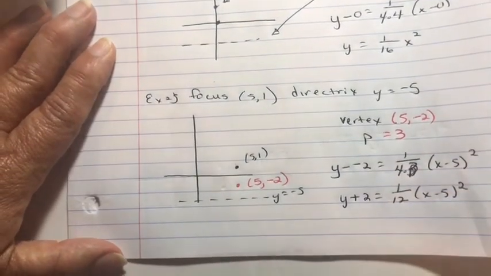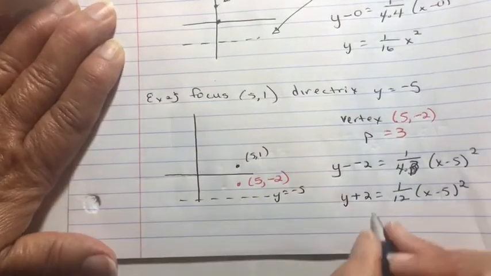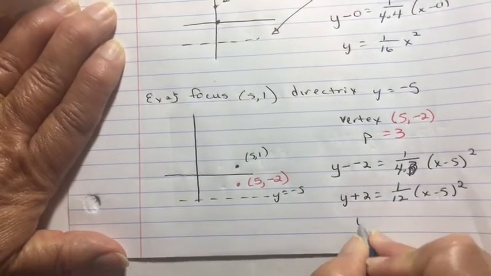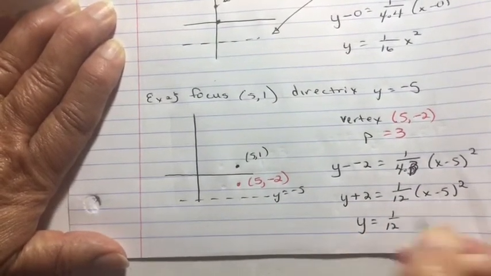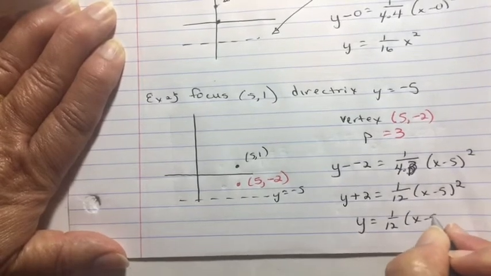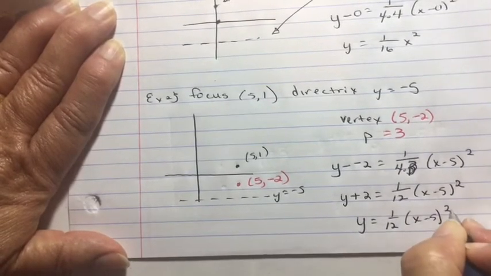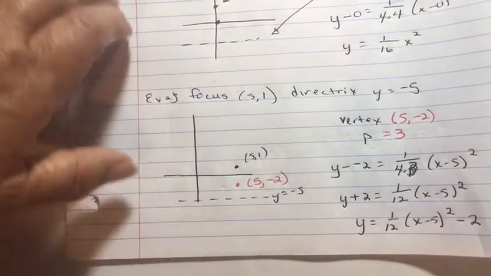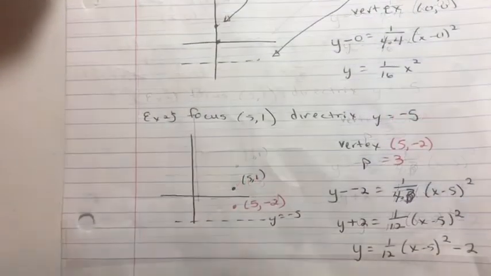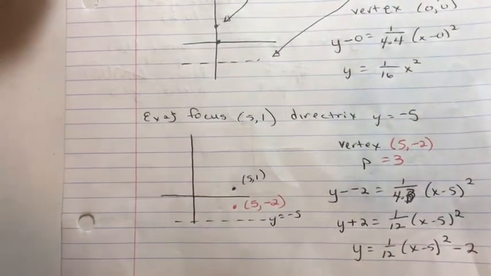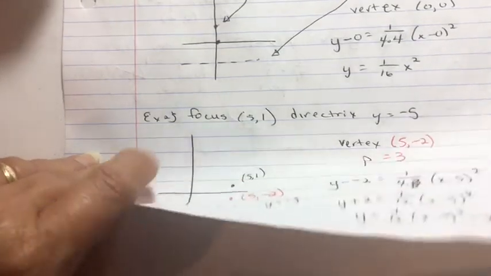The only other thing we would need to do is we should have the y isolated, so let's subtract the 2 to both sides. So my final answer is 1/12 (x minus 5) squared, and then minus 2. So I would say that my biggest piece of advice to you is to slow down, clearly mark things that you're using. Just be real careful for careless errors.